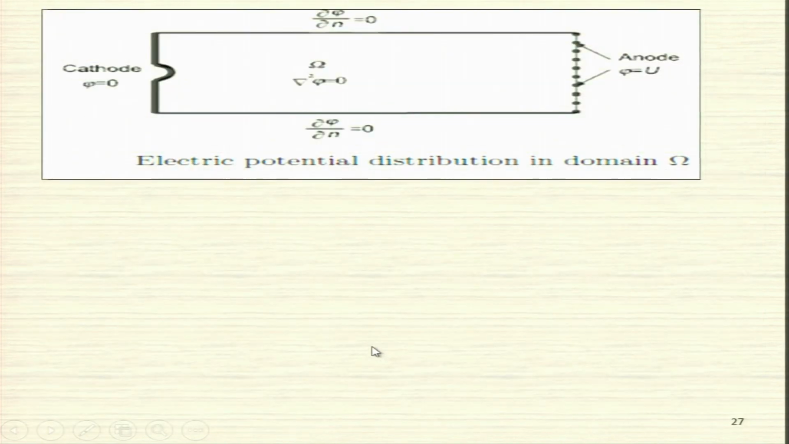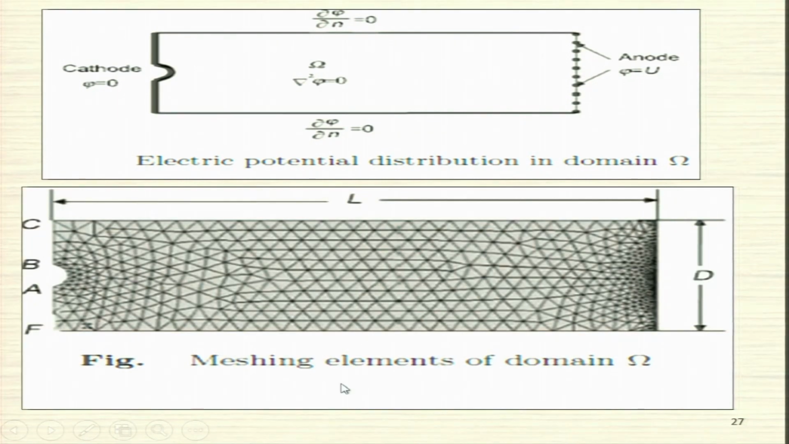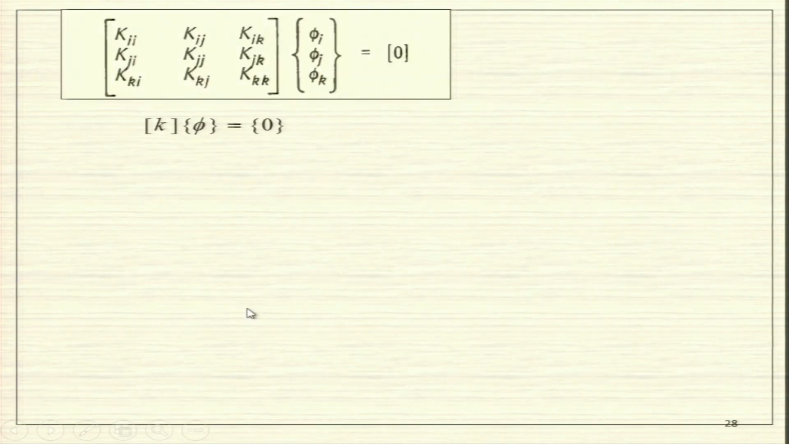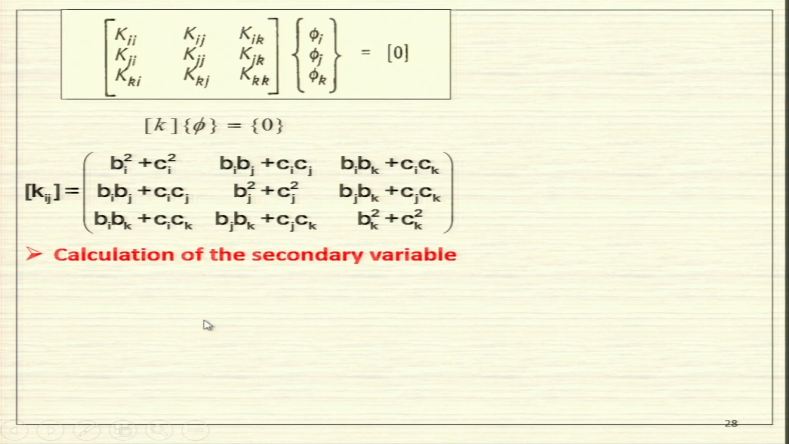So this is how you can do it at the cathode, at the anode, and you have the inter-electrode gap. Del phi over del n is equal to 0 as the boundary condition, and this is another meshing of elements. Here you can see these triangular elements are chosen, but as I have told you, you can have different shapes of the element depending upon your requirements. These are the stiffness matrices. You can calculate the stiffness matrices using these particular equations.